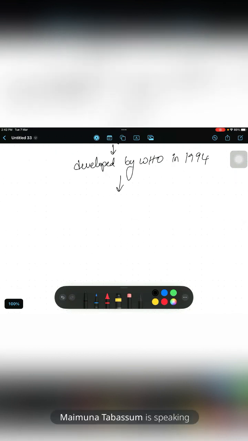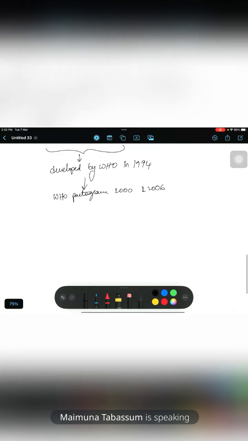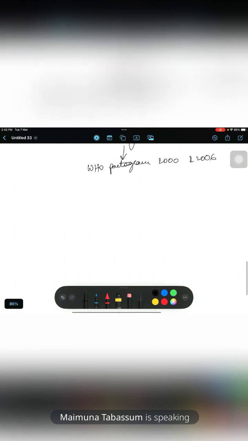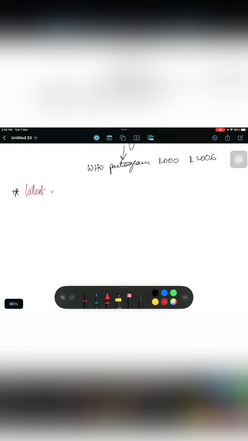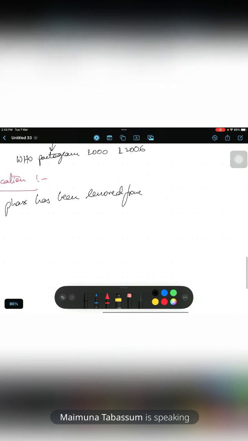And again, the WHO partogram was modified in 2000 and 2006, and latterly it has been modified again. So this is the latest version of the partograph we are using. What is the latest modification done? The latent phase has been removed from the partogram.